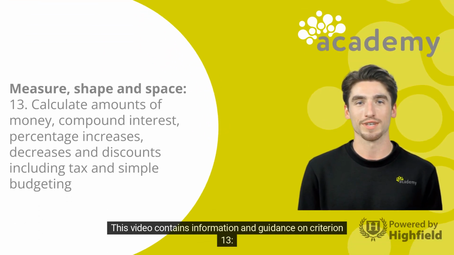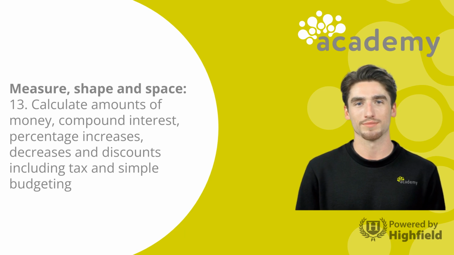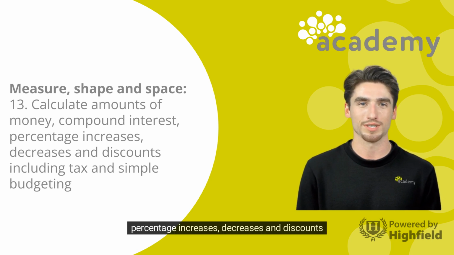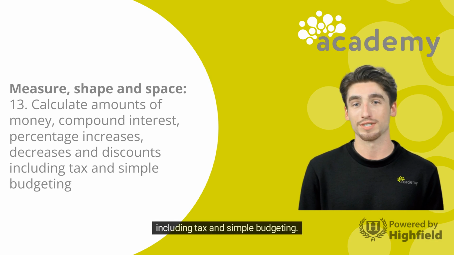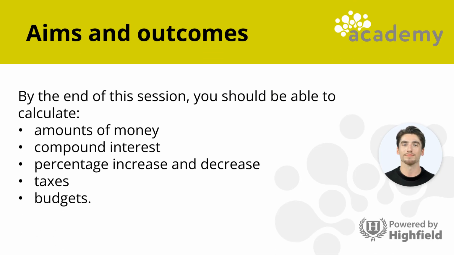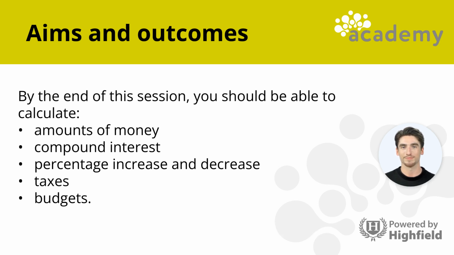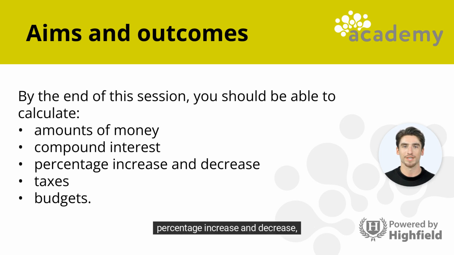This video contains information and guidance on Criterion 13. Calculate amounts of money, compound interest, percentage increases, decreases and discounts, including tax and simple budgeting. At Level 2, and by the end of this session, you should be able to calculate amounts of money, compound interest, percentage increase and decrease, taxes, and budgets.